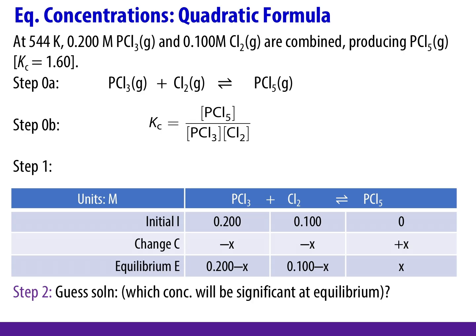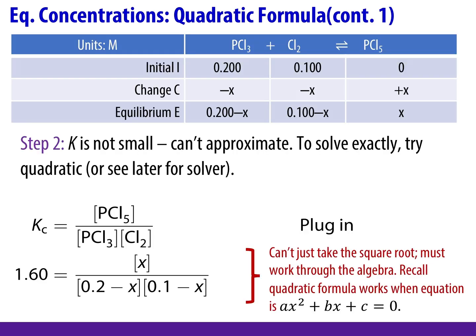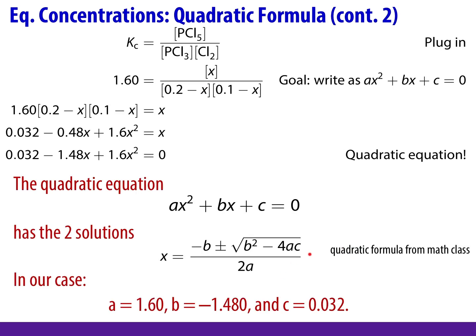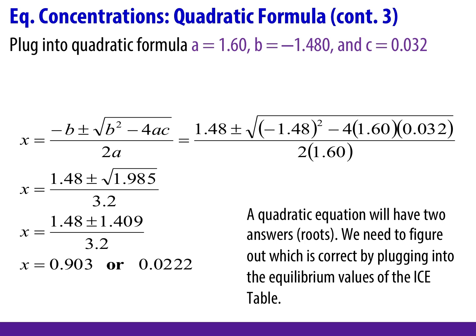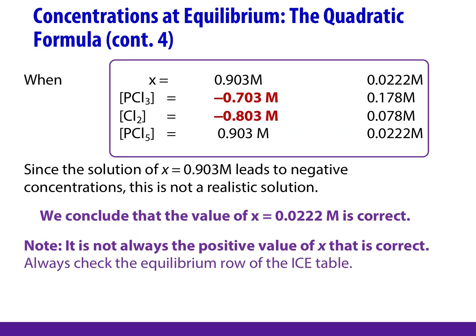Here's that same solution in the PowerPoint format. Once you fill out your ICE table, you need to pick the correct method to solve. Because K is close to 1, we're not going to be able to approximate. We'll introduce that method in a minute. So we showed the quadratic formula here. It's one good approach, with A, B, and C, and just plugging in.